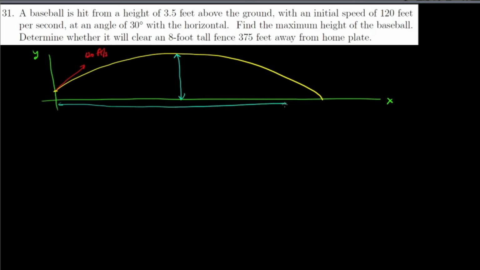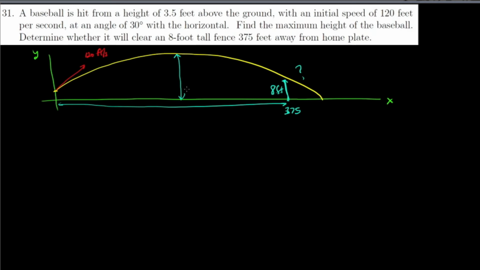So, all right, let's say this is 375 feet. And the fence is 8 feet high. Well, yeah, I'm drawing it so that the answer is yes, it does clear it. But if 8 feet high is this, then no, it will bounce off the fence. So that's the question, right? Does it clear the fence? This is 8 feet high, right? Yeah. So two questions, right? First, the maximum height.